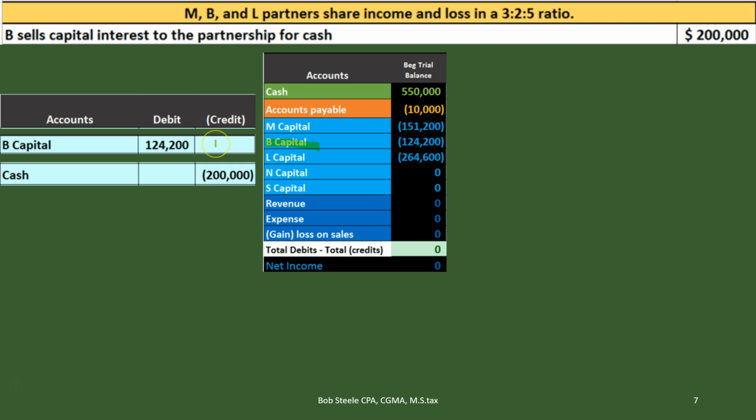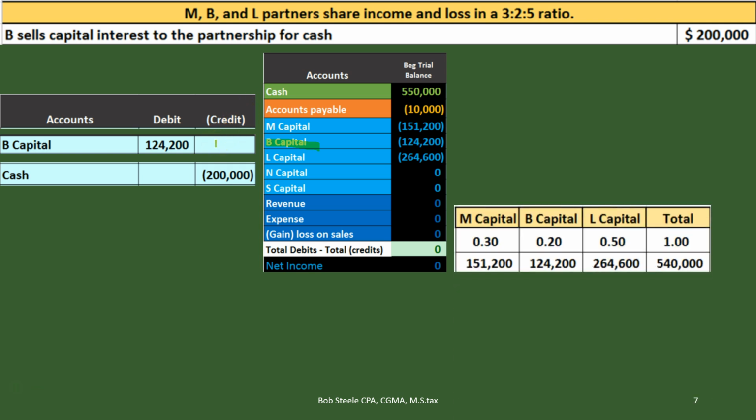Now we need to figure out how to allocate that difference, how to allocate that plug. So we have our M, B, and L, which is a 30-20-50 ratio that we discussed before, the 3-2-5, 30%, 20%, 50%. Here's the same capital account. So here are the capital accounts here.